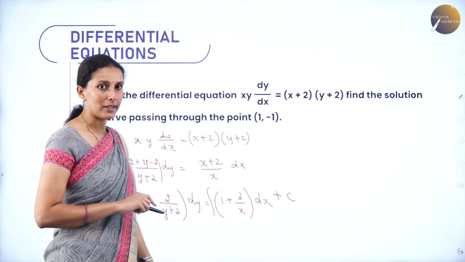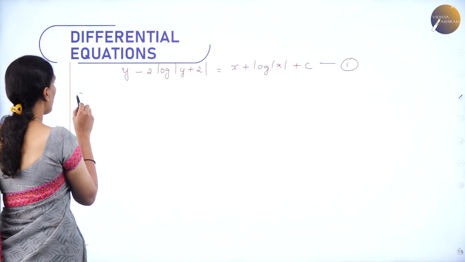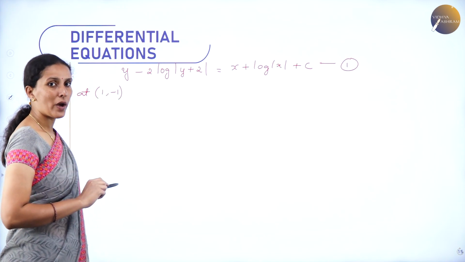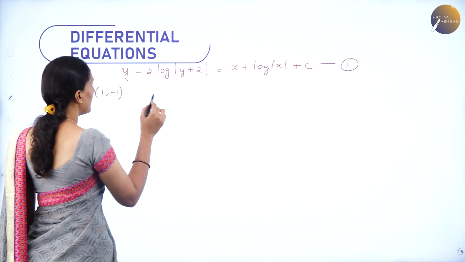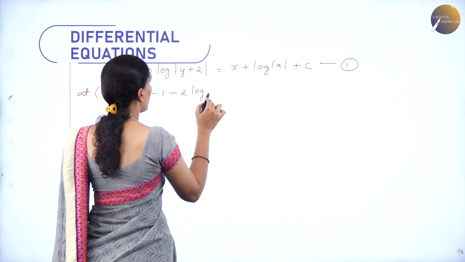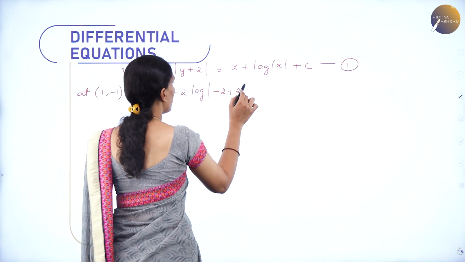point 1, minus 1. So at 1, minus 1, that means take x is equal to 1, y is equal to minus 1. So what happens? Minus 1, minus 2 log modulus minus 2 plus 2.